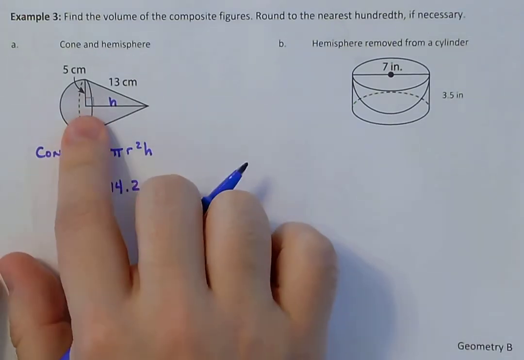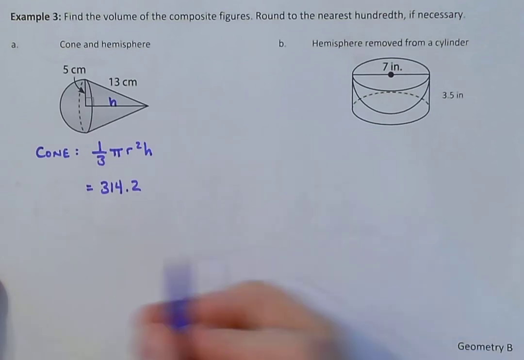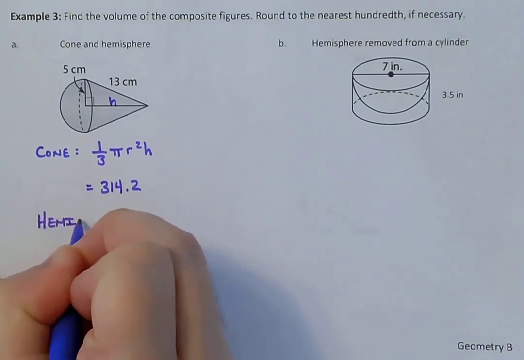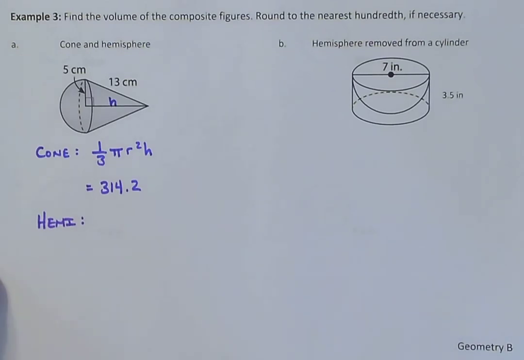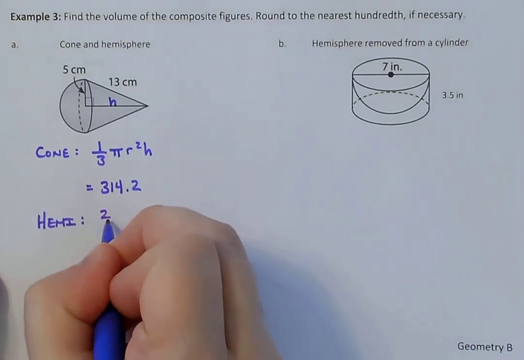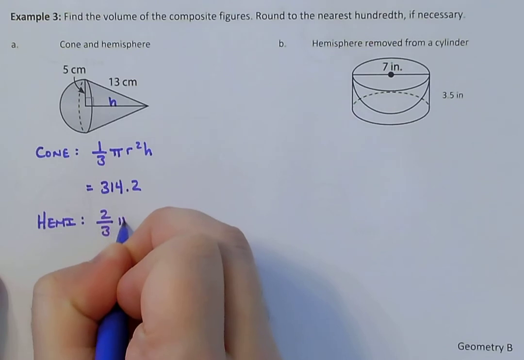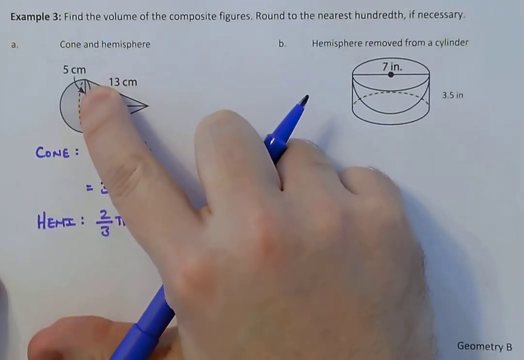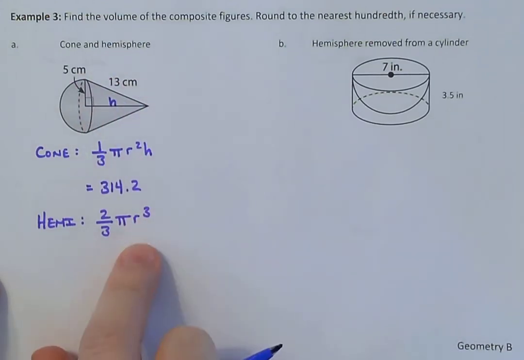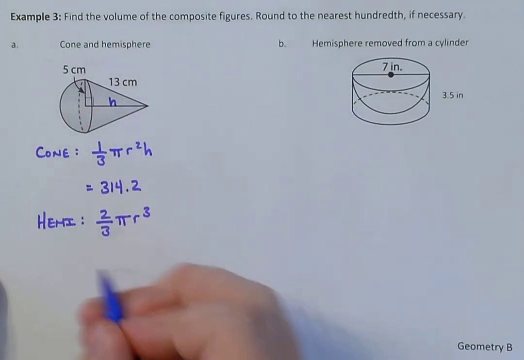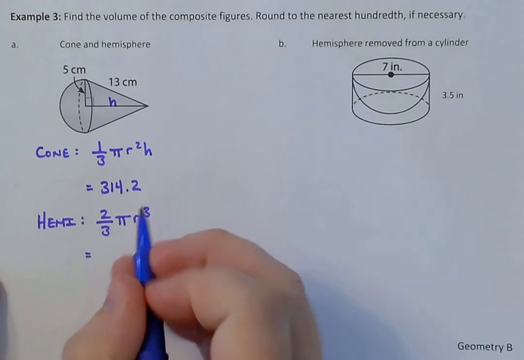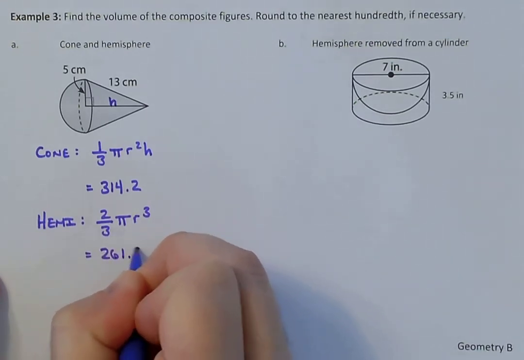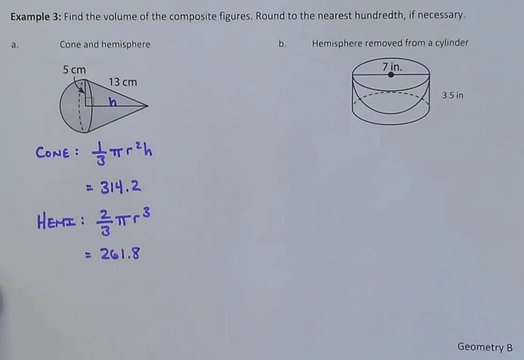Then you would need to figure out the volume of the hemisphere. We just talked about how to find the volume of a hemisphere using 2/3 pi r cubed. We know the radius to be 5, so we can plug 5 in for r. Once you calculate that all out, you get 261.8.